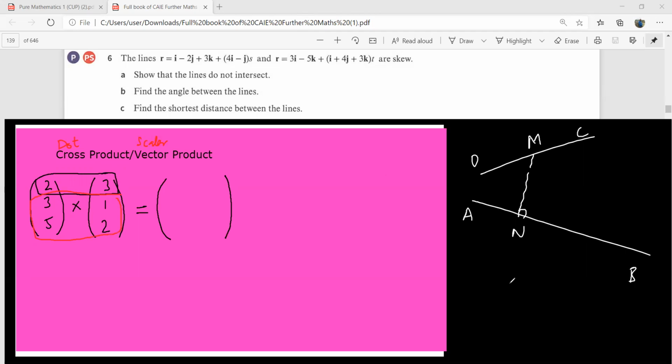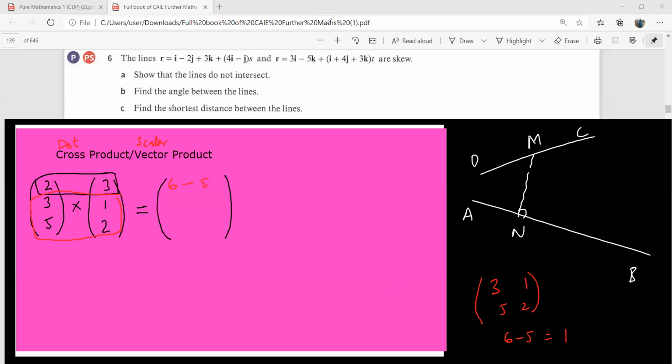Do you remember finding what we call the determinant of a 2 by 2 matrix? For example, if this was 3, 1, 5, 2, how would you find the determinant of this? That is going to be 6 minus 5. That is going to be equal to 1. Now this is going to be 6 minus 5 for this x component.